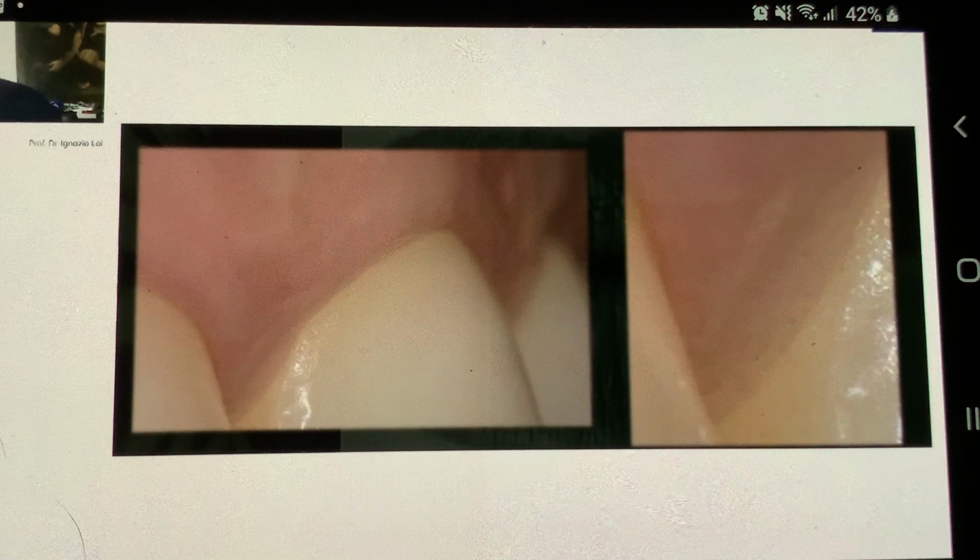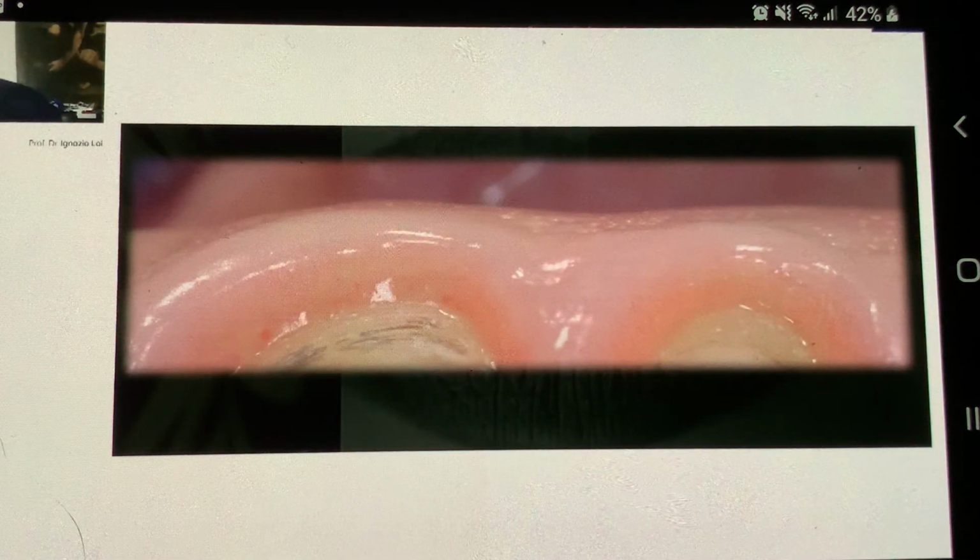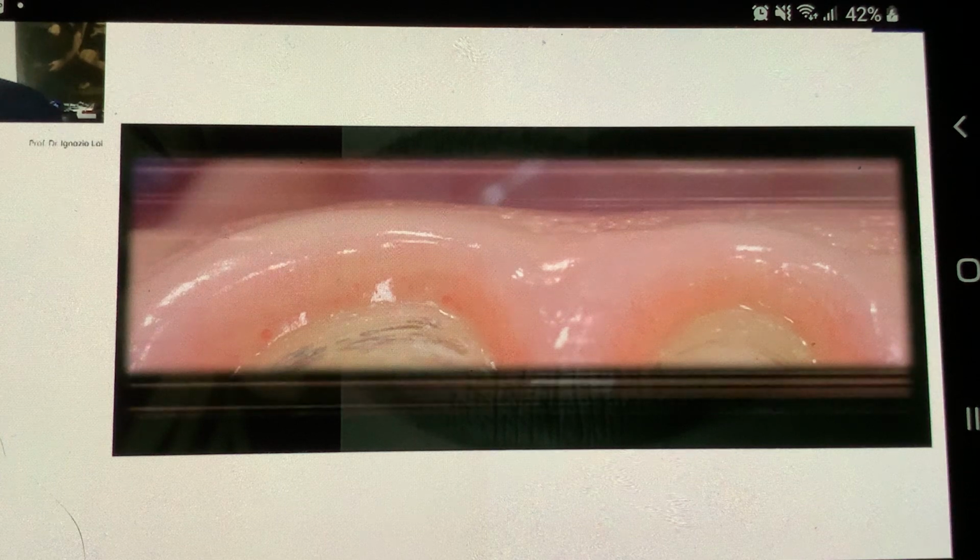When we discemented the teeth, you see the parables, and you see the microcapillaries in the marginal area on one side and the other. And here you can see the increase in thickness of the tissues in the central tooth and the lateral tooth.